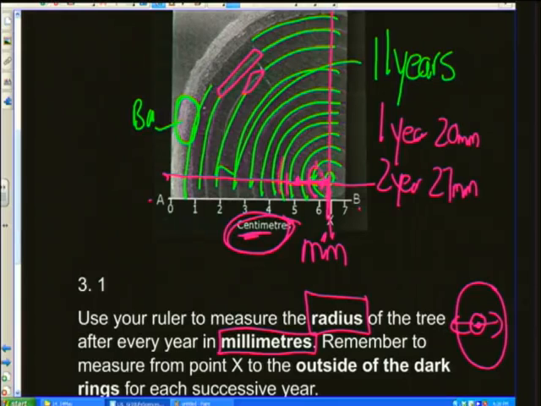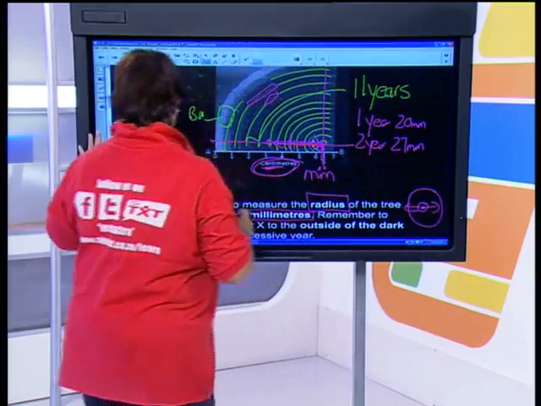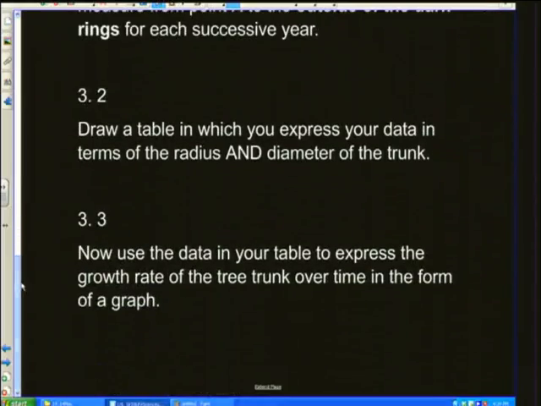So I've measured each time from X to the line. From X to the line. From X to the line. And then I've written all of that down, and now I've got data. Because question number 2 is testing my tabulation skills.